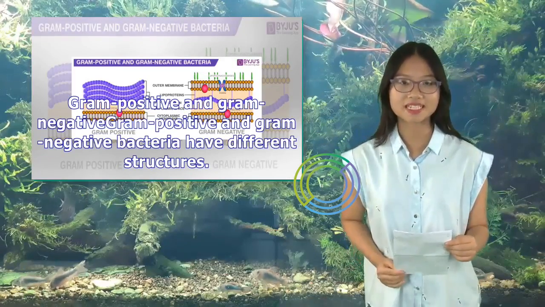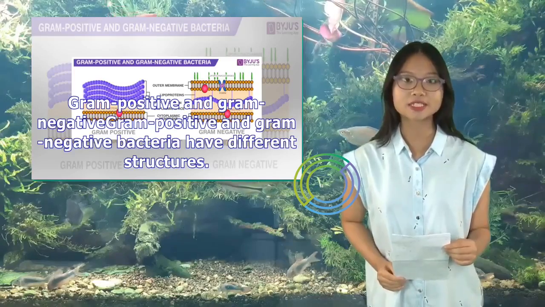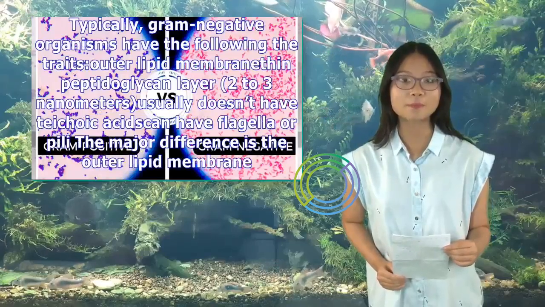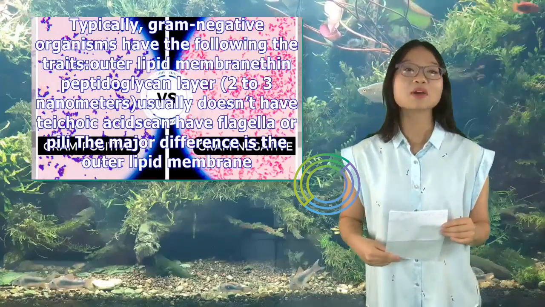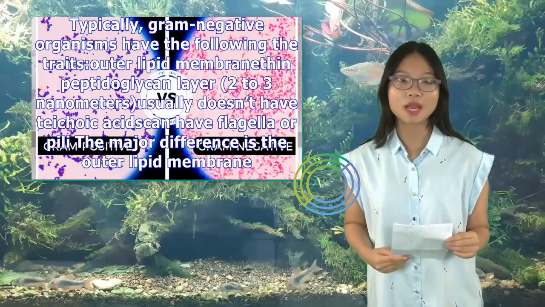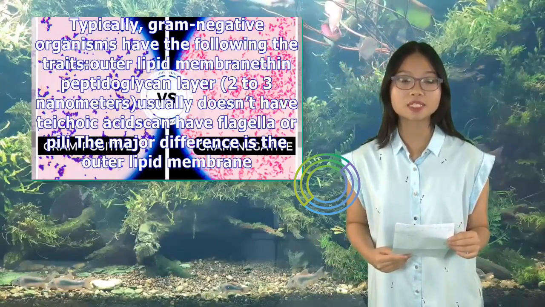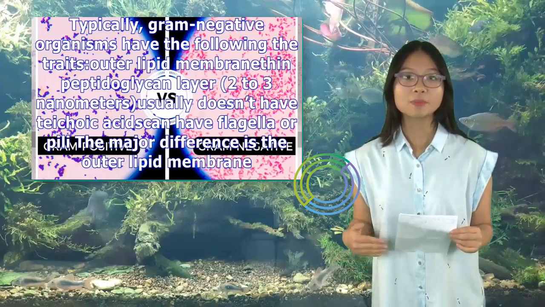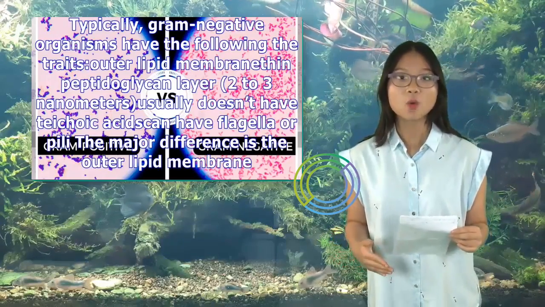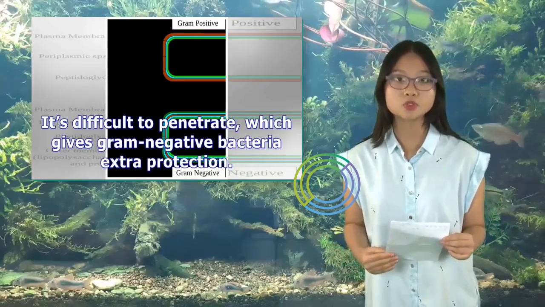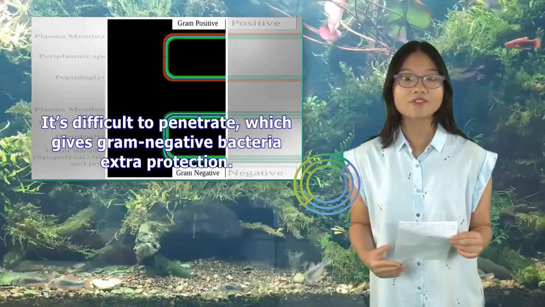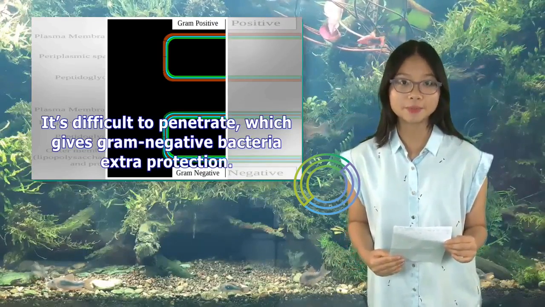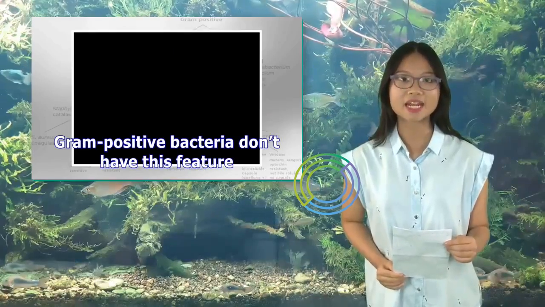Gram-positive and gram-negative. Gram-positive and gram-negative bacteria have different structures. Typically, gram-negative organisms have the following traits: outer lipid membrane, thin peptidoglycan layer, 2 to 3 nanometers, usually doesn't have teichoic acids, can have flagella or pili. The major difference is the outer lipid membrane. It's difficult to penetrate, which gives gram-negative bacteria extra protection. Gram-positive bacteria don't have this feature.